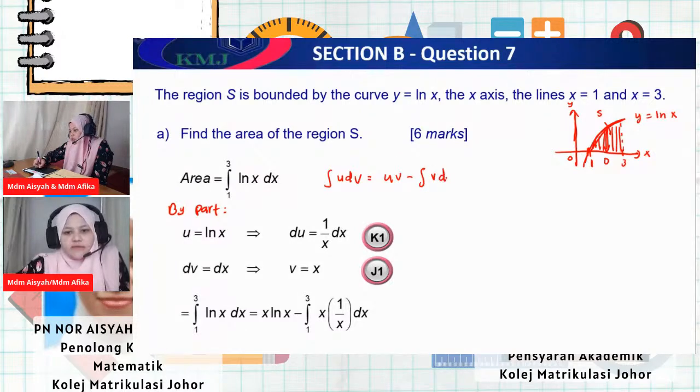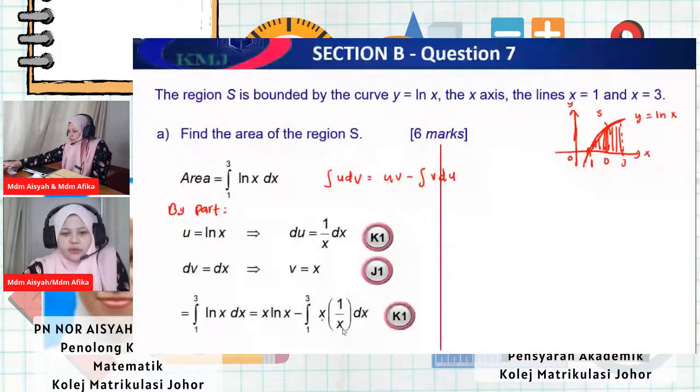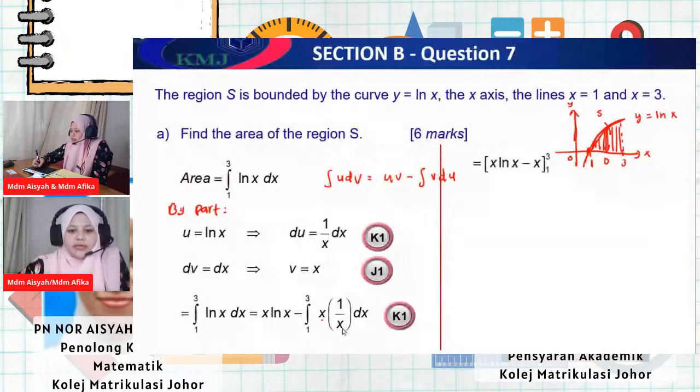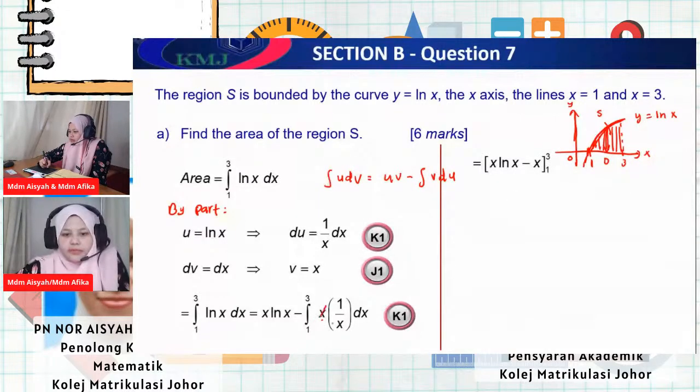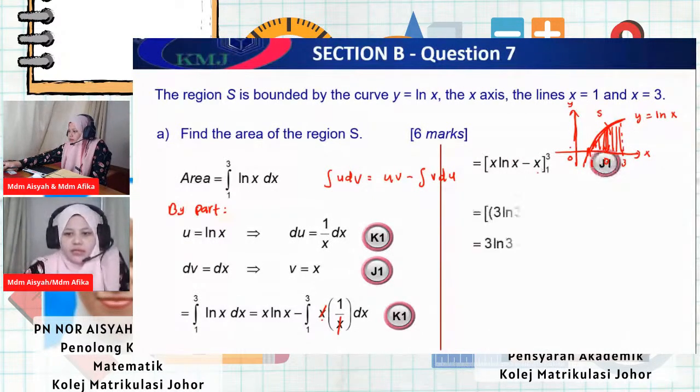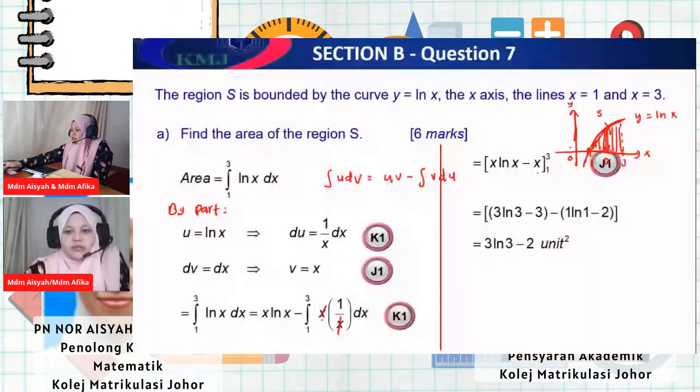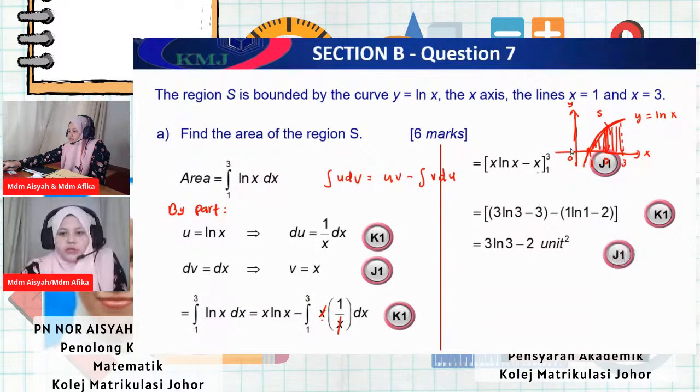So we just substitute into the formula. So this is what you will get: x ln x minus integrate 1 to 3 x times 1 over x dx. So x and x, you can cancel out. So integrate 1, you will get x. So x ln x minus x, and the limit is from 1 to 3. So we just substitute 3 and 1 into the function. So you will get 3 ln 3 minus 2 units squared. K1, J1 for the marks.